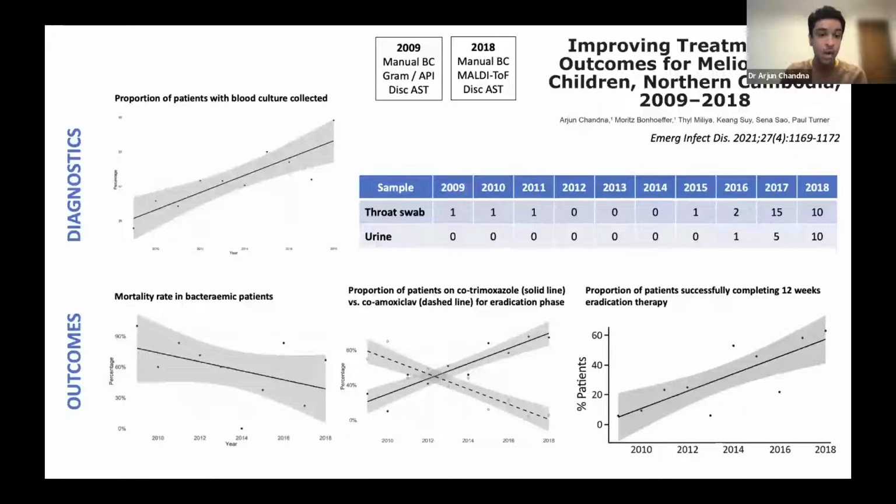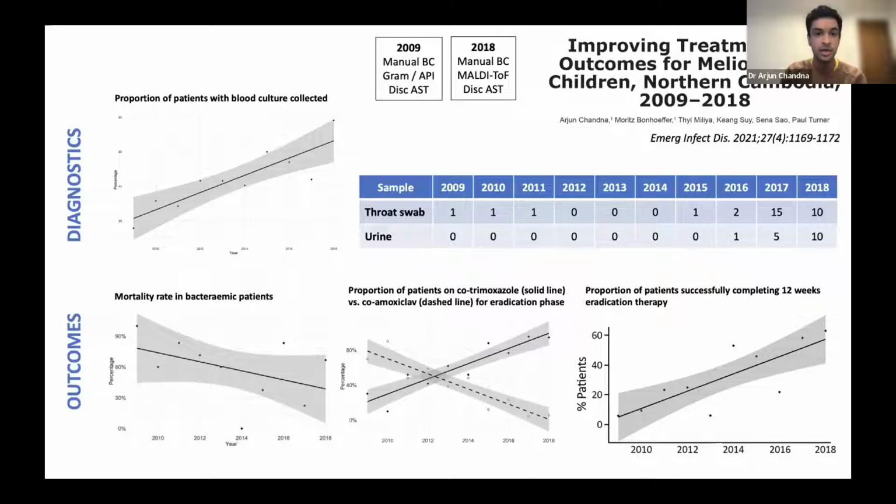So just as an example of what can be achieved when you do have the luxury of sustained presence and capacity building, this is an analysis of all the melioidosis patients that we put together. So this is 355 children with culture confirmed melioidosis over a decade at the hospital. And you can see that over 10 years, there wasn't really much change in kit. There were still manual blood cultures and disc ASTs.